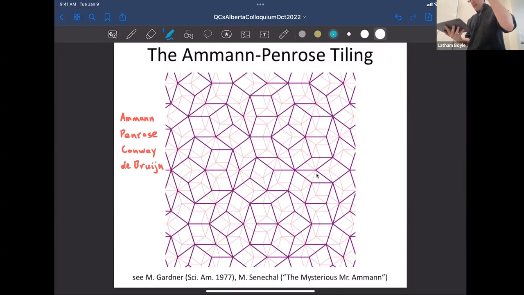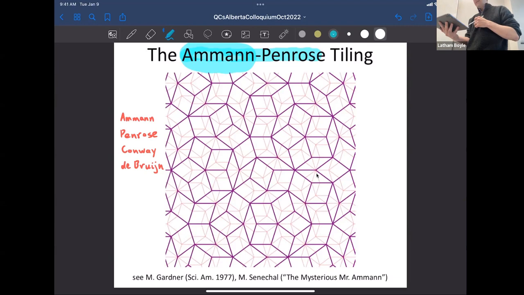And there were earlier mathematicians in the 60s and 70s that found the initial examples of such tilings with many tiles, but then a very beautiful example was discovered by Penrose in the 70s, this Penrose tiling, which I'm showing here. It's usually called the Penrose tiling. I tend to call it the Amon Penrose tiling because my understanding is that it was actually co-discovered by this guy Amon, who was not an academic. He was a sort of amateur mathematician.